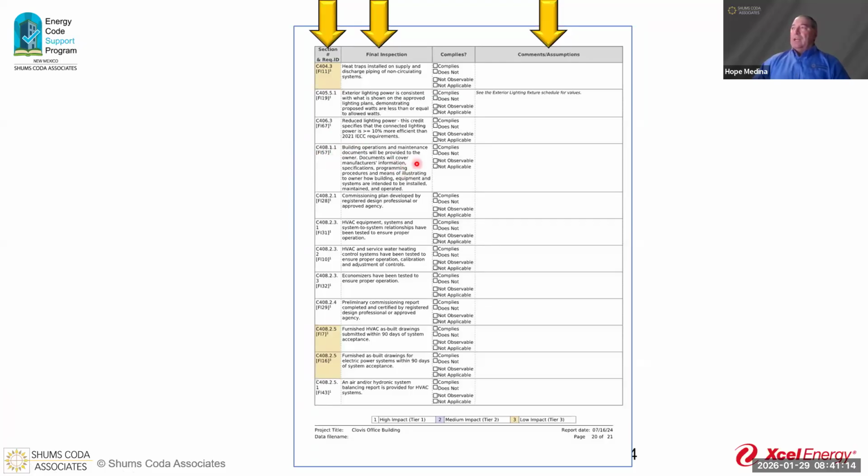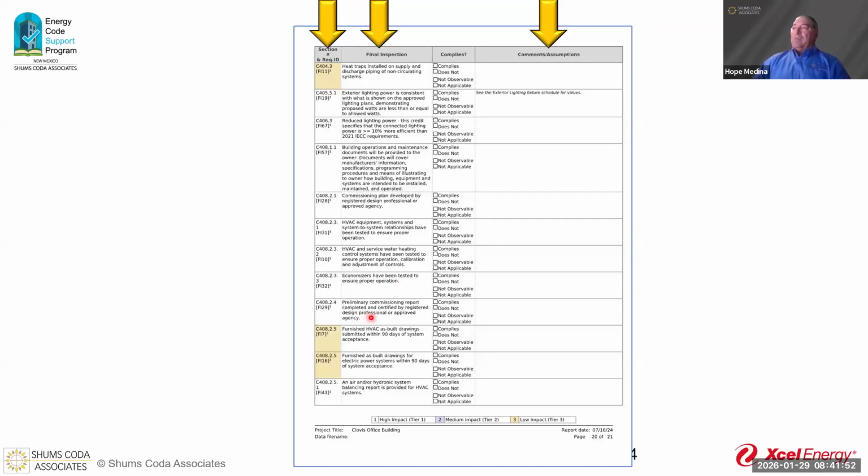We're going to make sure that, again, the operation and maintenance documents were provided, that the documents cover the manufacturer's information, the specifications, the programming, the procedures. We have a means of illustrating to the owner how the building equipment and systems are intended to be installed, maintained, and operated. That commissioning is a huge requirement. Without it, we can't say that the building is performing the way it's designed. And not doing this as a prescriptive path, we need to be able to verify that. So we need to have that commissioning completed to verify that the building's compliant with the energy code.